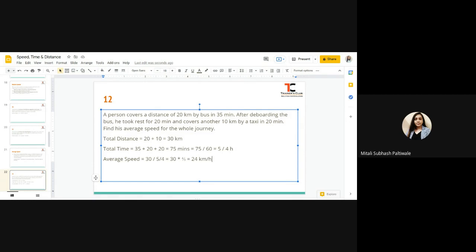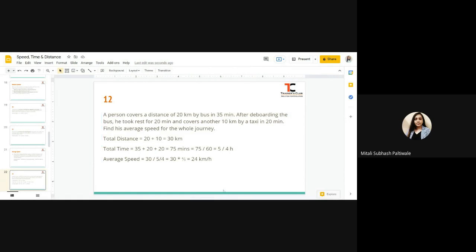Though he has rested for 20 minutes, we have to add the time as well because he has rested in between the journey. If he might have rested after covering the entire 30 kilometer journey, then we wouldn't have added it. But here it is in between, so we have added that as well. So this is the average speed.